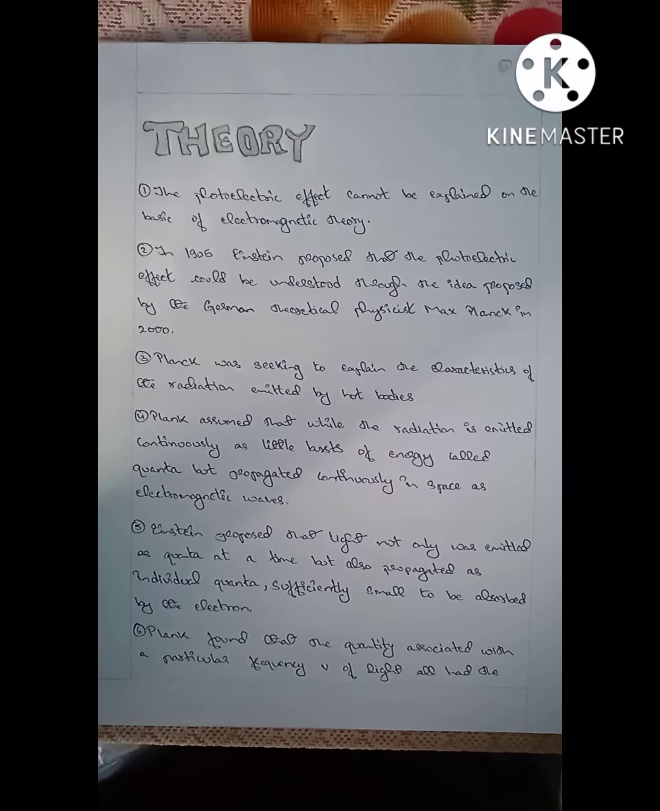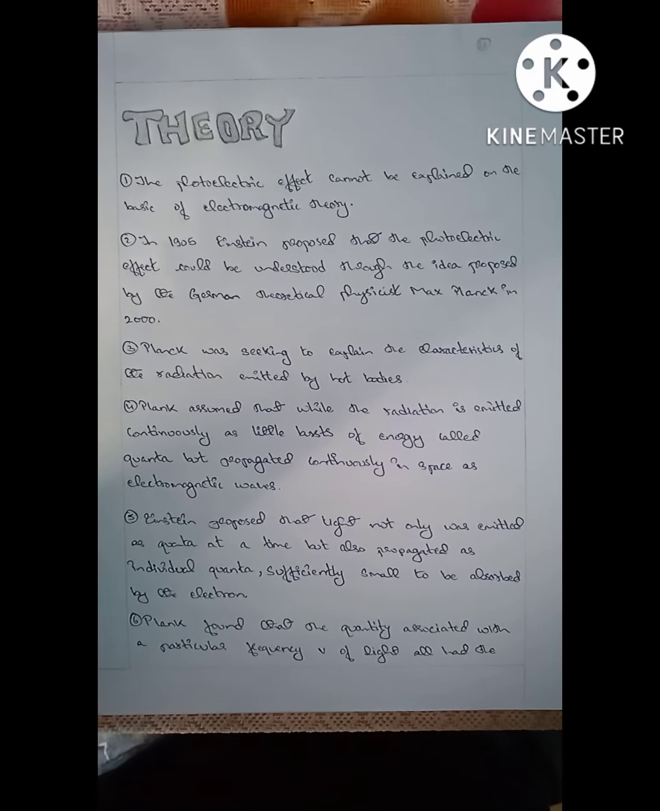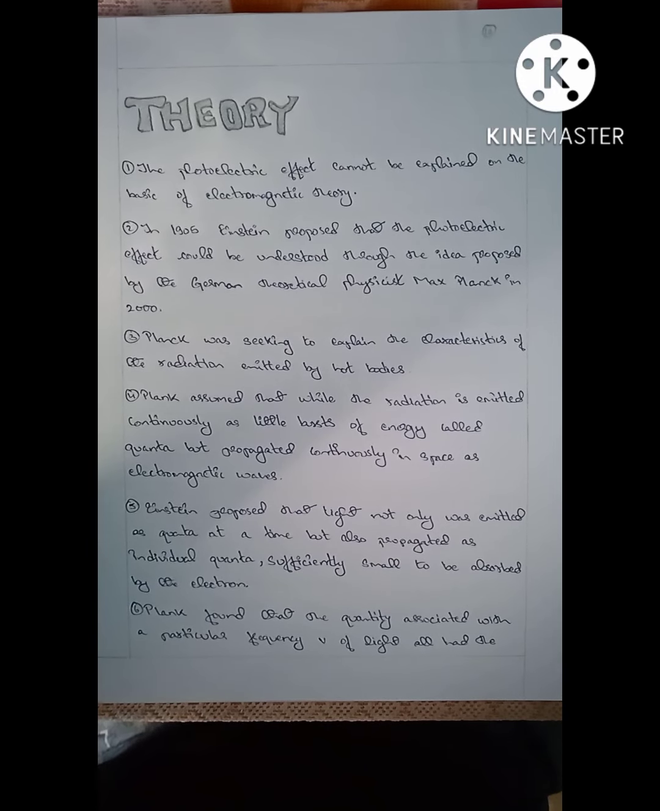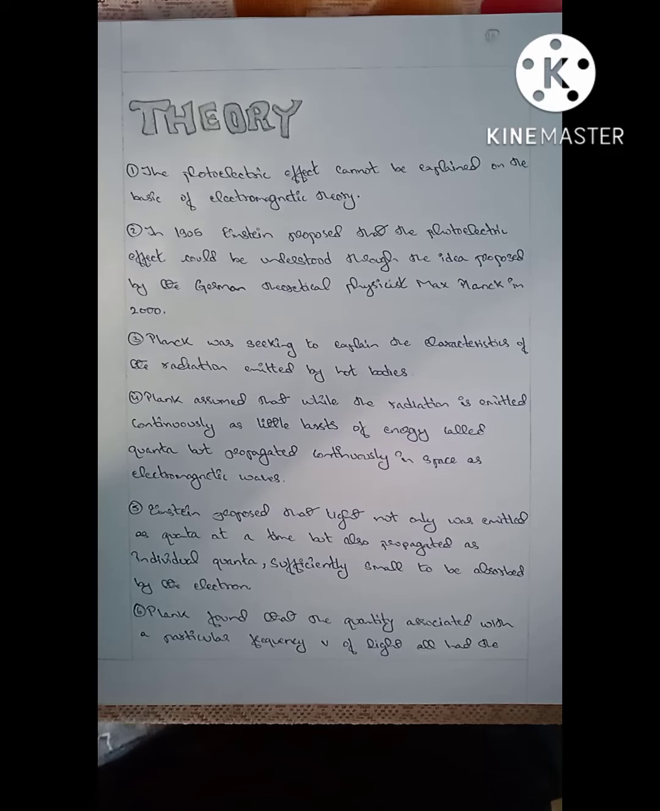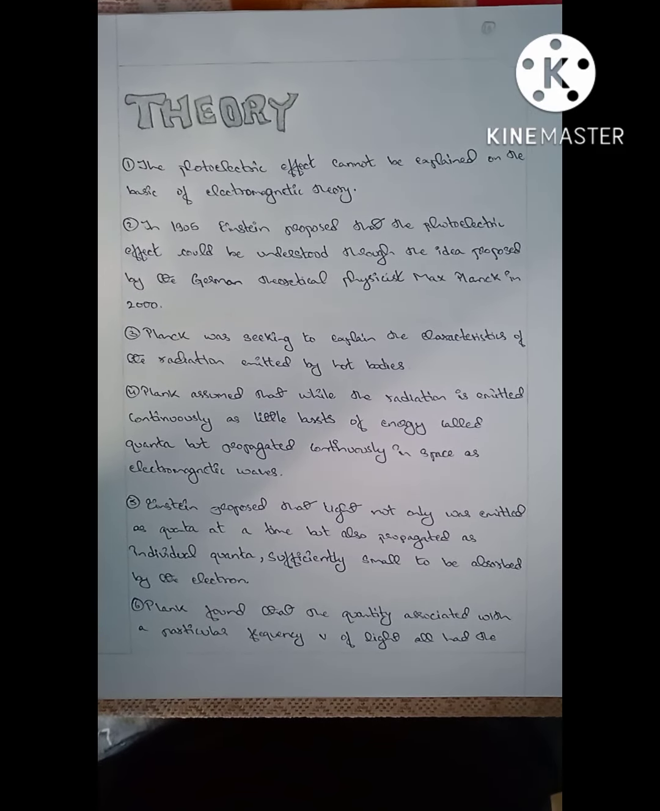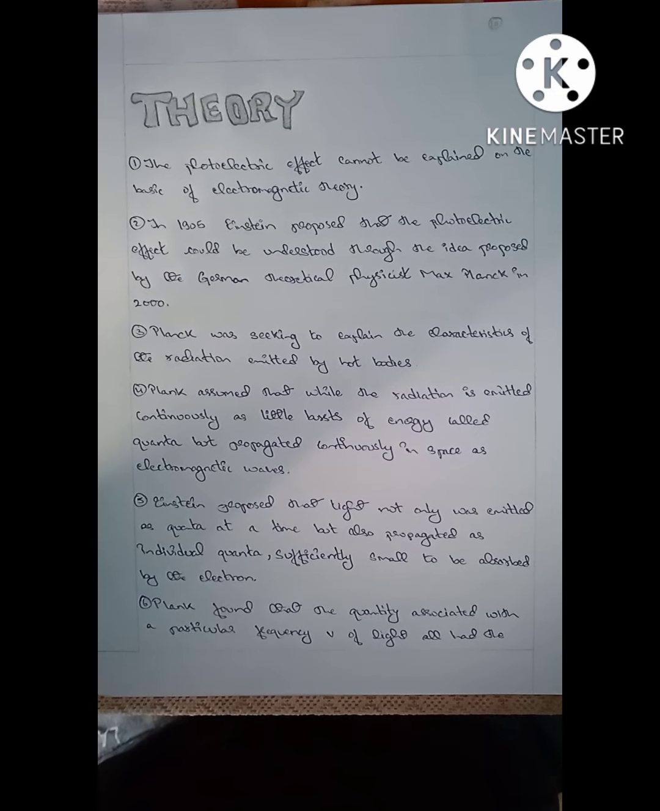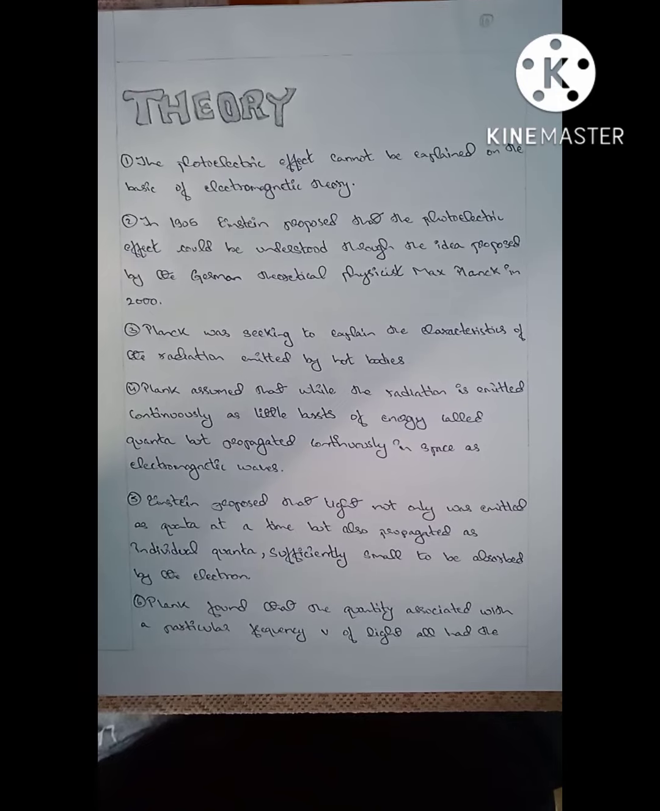Theory about the photoelectric effect. Number 1, the photoelectric effect cannot be explained on the basis of electromagnetic theory. Number 2, in 1905, Einstein proposed that the photoelectric effect could be understood through the idea proposed by the German theoretical physicist Max Planck in 1900.